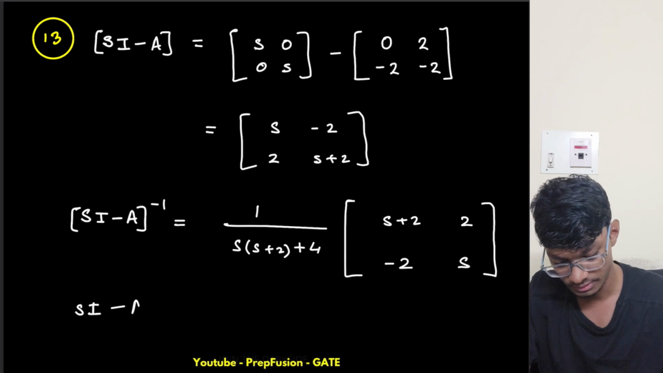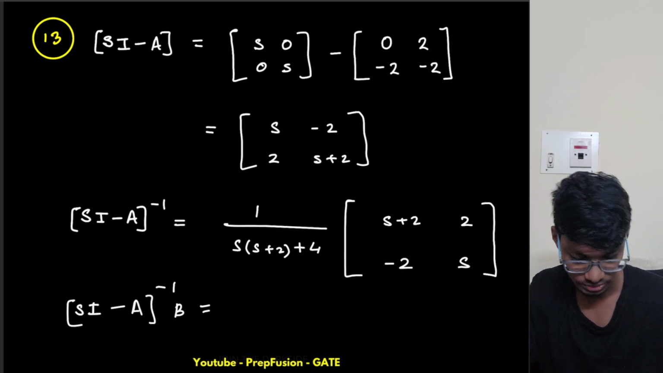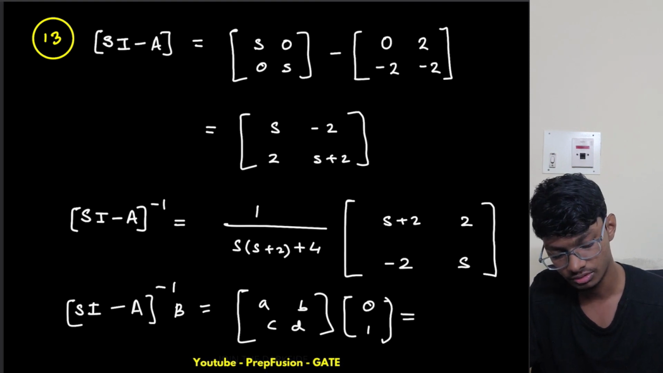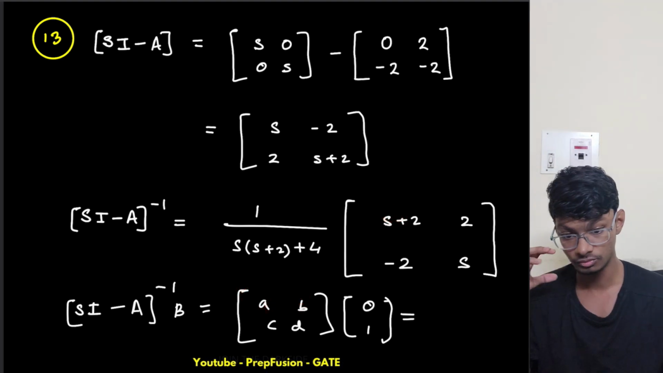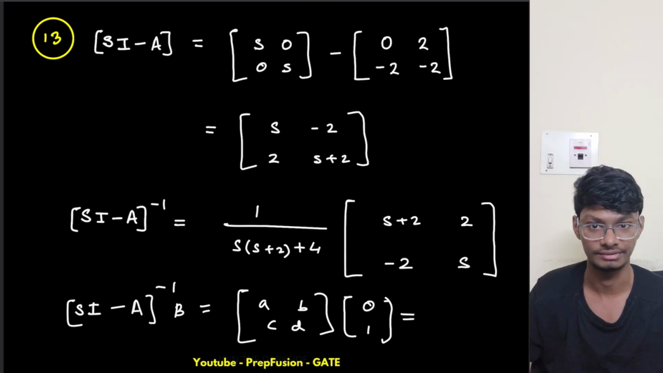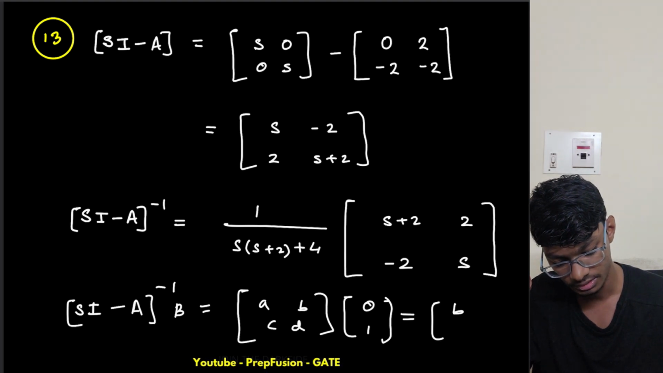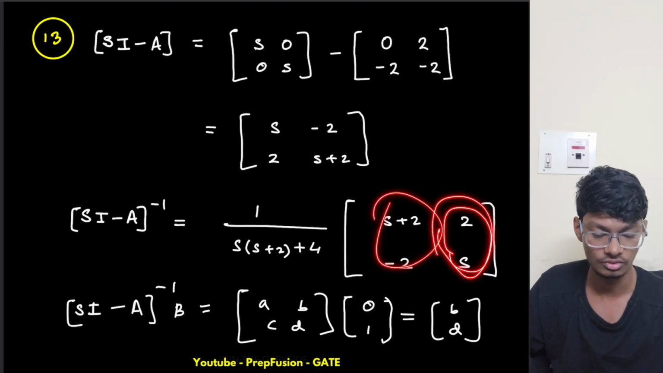So sI minus A inverse times B equals, let's say this is some a b c d, times B. What is B? B is 0 1. So what will be my outcome? A is the first element here, b is the second element, like that only, to save time in the exam. You don't want to waste time in the exam. So this is 0 times a, so this becomes b only, and d times 1, so this becomes d only. So we'll only get this column, and the other column will be left out.